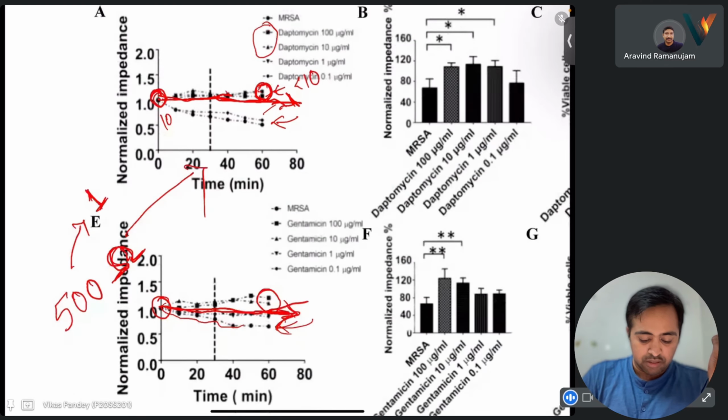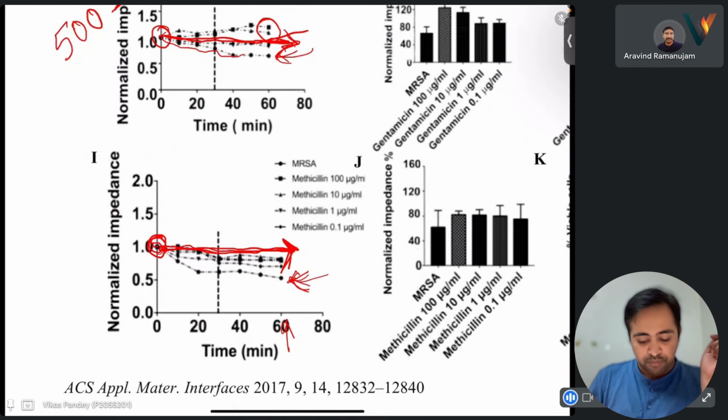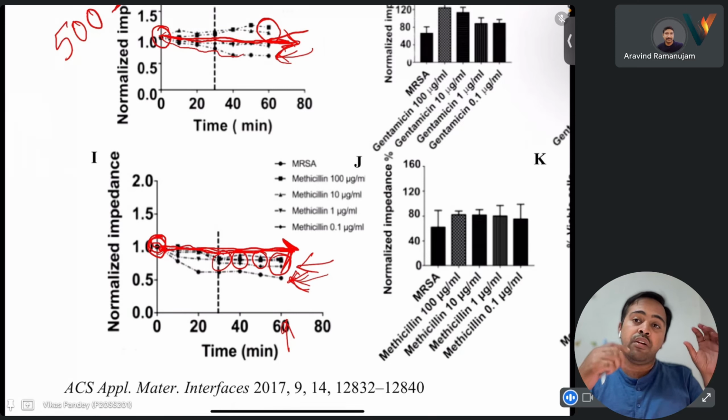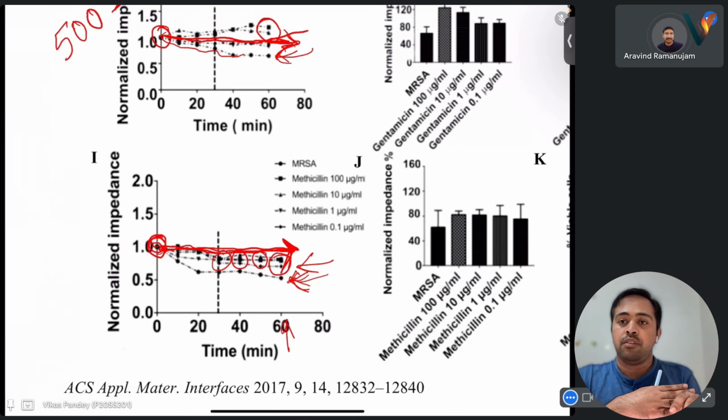Whereas if you see this one, yes, this, sir, the drug is killing them, but it is not that effective that it is able to reduce the numbers to very low, even below the point where we started. Are you getting? Yes, sir.